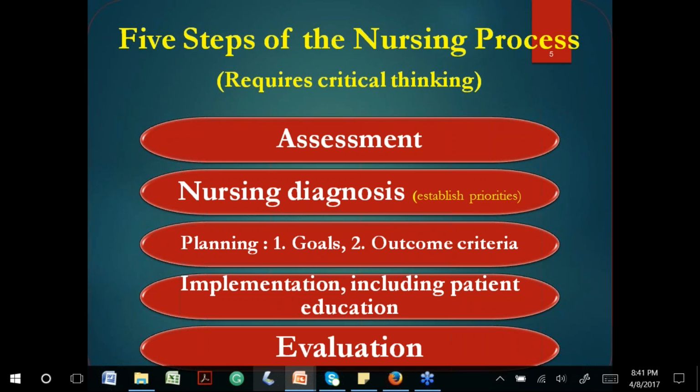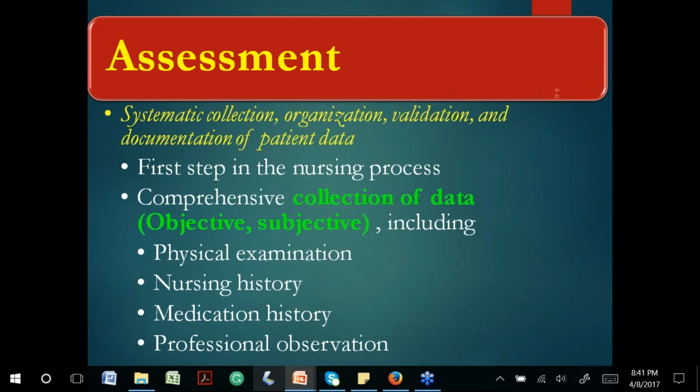All right, implementation, which is the same as intervention. This is the stage where you do things. The doing of things happens during the implementation, and it includes patient education. Then we have the evaluation. So we have 1, 2, 3, 4, 5 steps of the nursing process.